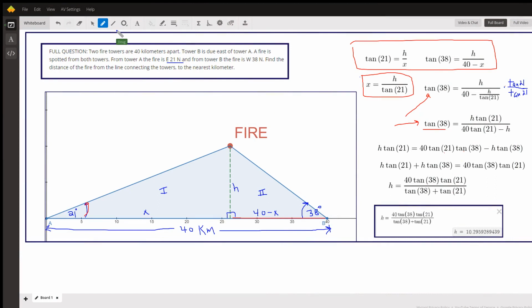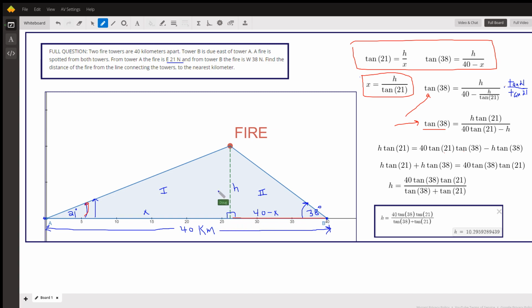There's a few ways to solve this problem. Here's one way. Here's a diagram illustrating the situation. We've got fire tower A over here, and 40 kilometers due east is fire tower B. And the angles of elevation to the fire spotted from both towers: from tower A, it's east 21 degrees north. That's an angle of elevation to the fire. And from tower B, it's 38 degrees.